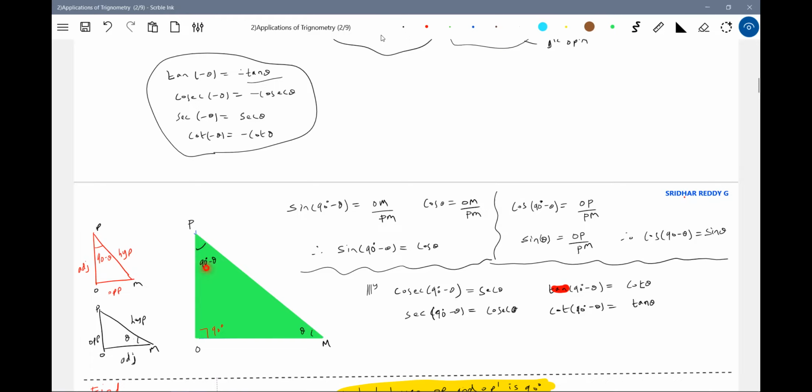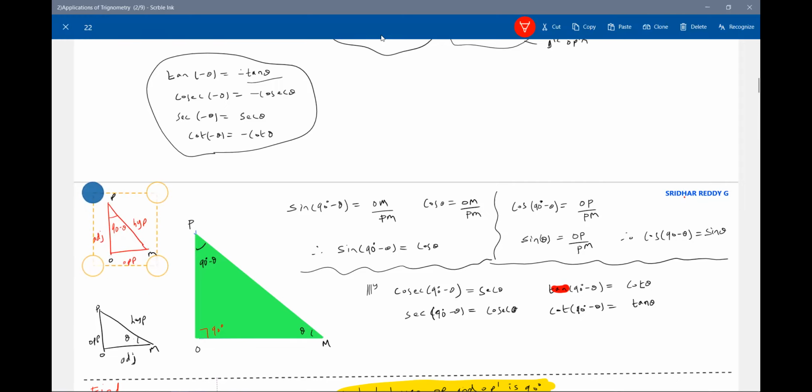We'll define now, for 90 minus theta, this will become adjacent, this will become opposite. For angle theta, this will become the opposite side, this will become the adjacent side. I think this is a very fundamental difference which you have to notice here. So what is this triangle? Both the triangles are the same, I'm just indicating them in a different way.